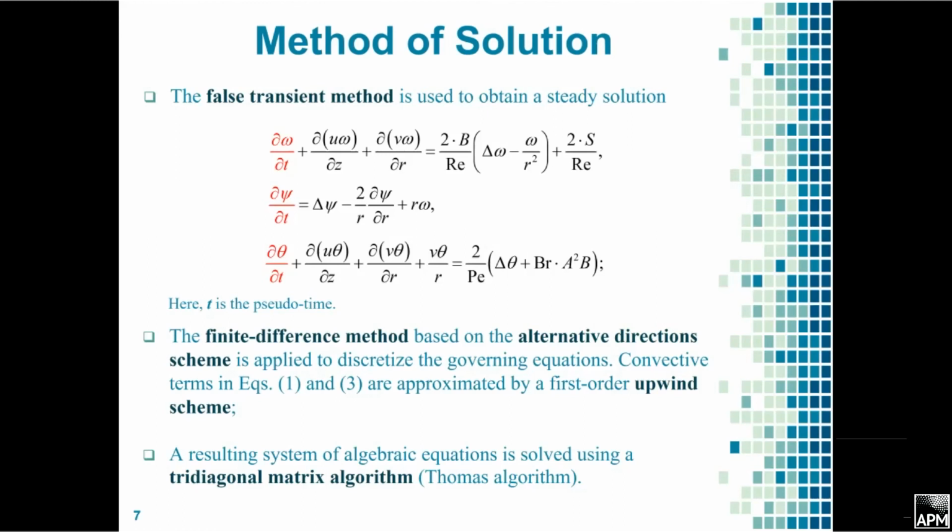During the numerical simulation, the derivatives of the required functions with respect to pseudo-time were introduced in the main equations. You can see these derivatives. It is done in accordance with the false transient method. Discretization of the main equations was made using the finite difference method based on the alternating direction scheme. The resulting system of algebraic equations is solved using the tridiagonal matrix algorithm.